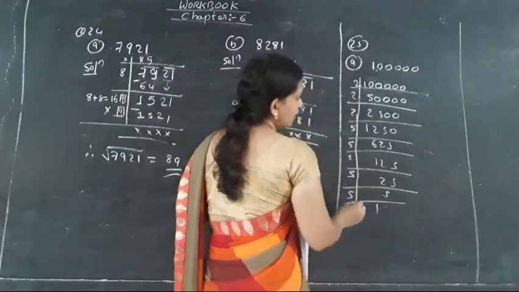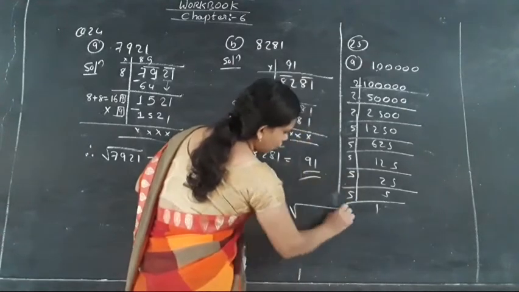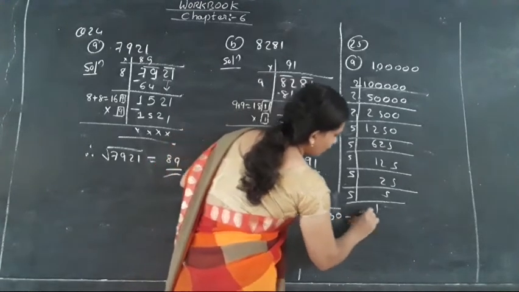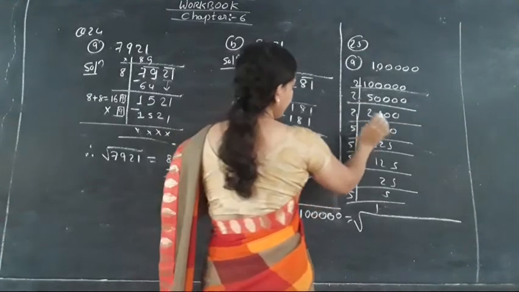Now here you can see the pairs of the numbers. That means it is asked to find the square root of the number, isn't it? So all the pairs we are going to write inside the numbers. So here 2.